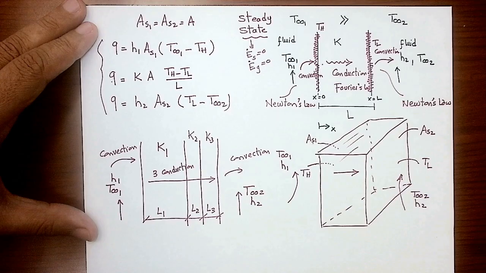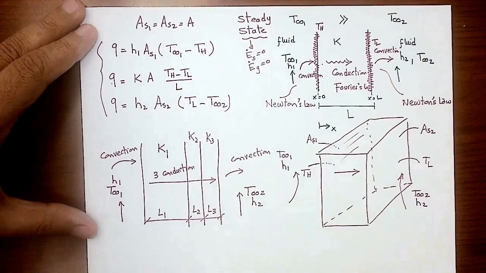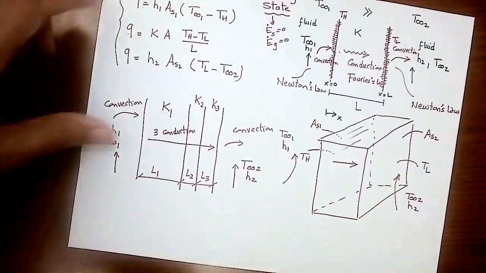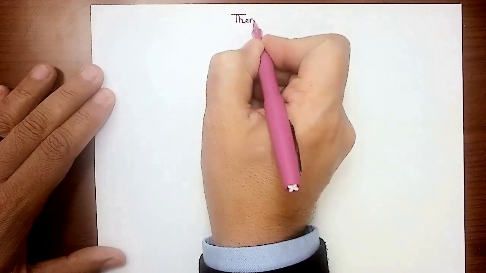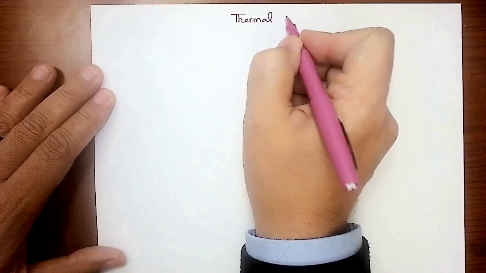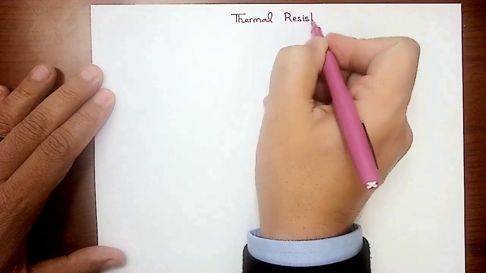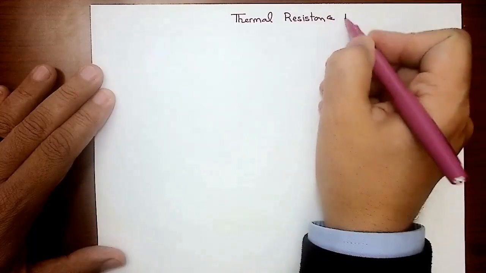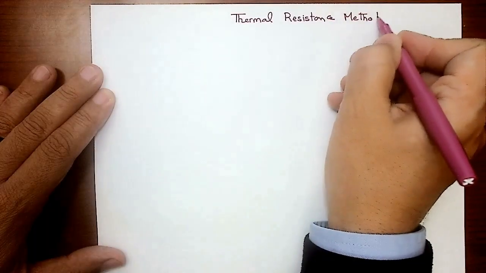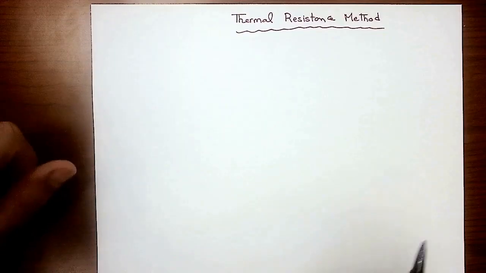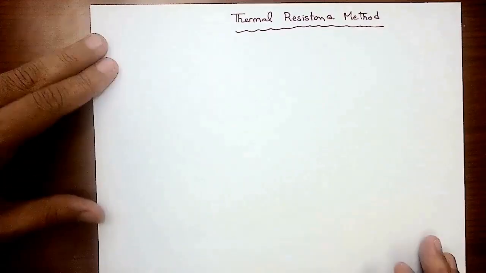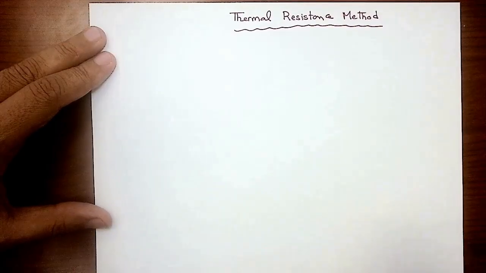It's not going to take more than a few seconds to do it with a simple way of analysis, which we call the thermal resistance analysis. It is very clear from the name that the method is driven from the resistance, which means it's actually driven from the electric circuit class.